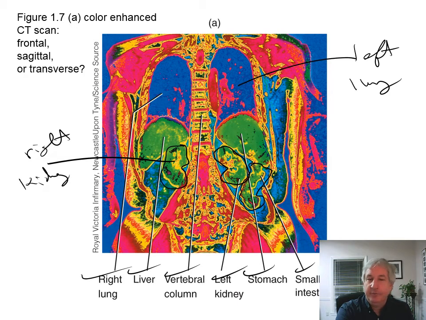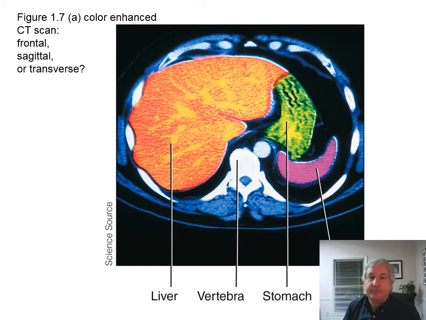That's not really the importance of this, because we were just trying to figure out which type of section this is. I'm just labeling the whole thing. Sorry about that. So what is this? Is this a sagittal section, or a transverse section, or a frontal section? Since you're looking front on at this, this would be a frontal section. All right, next slide. And here we go. We're looking at liver, vertebra, and stomach again. Is this a frontal, sagittal, or transverse section? Well, since you're looking top to bottom, this would be a transverse section.